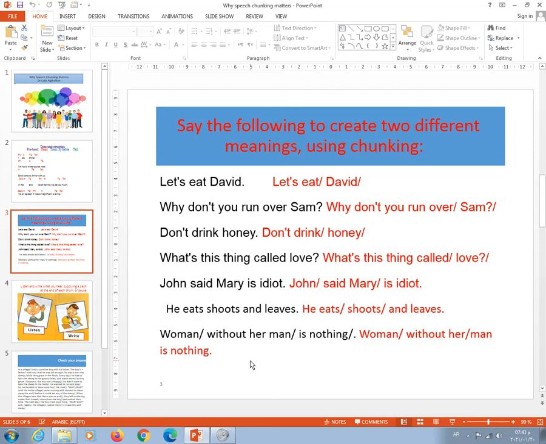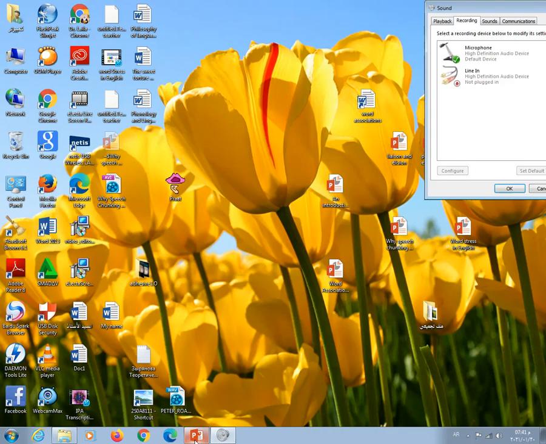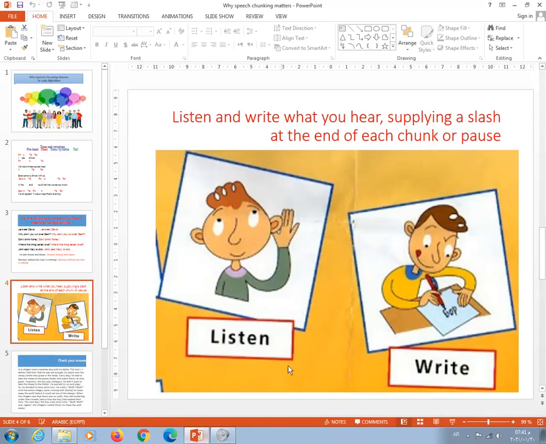Okay, and finally, let me finish with an exercise. It's a listening exercise. Listen and write what you hear, supplying a slash at the end of each chunk or pause. Whenever you feel that I pause, please add a slash in the following section. Of course, you can pause the video and play back when necessary.